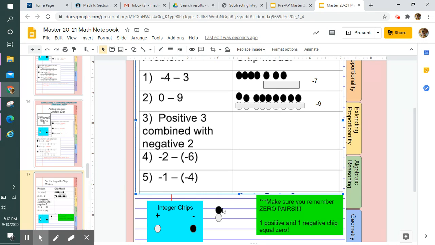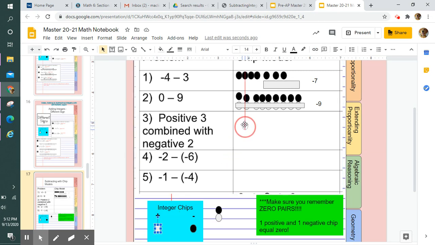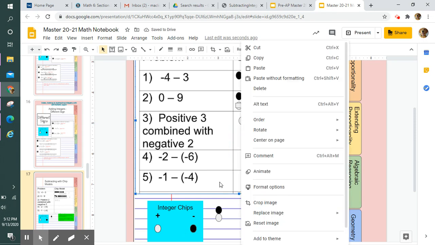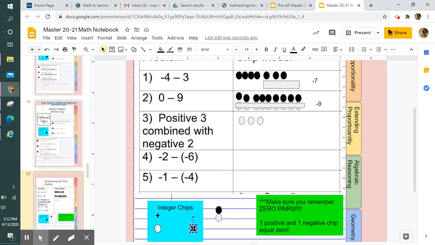Our next one says +3 combined with -2. So combined with means to add. So this time we're adding and not subtracting. We're going to take +3, so 3 positives. This one's like what we did last week. So 3 positives, and we are combining it with 2 negatives. So underneath we're going to put 2 negatives just like last week. This one's a little refresher from last week.